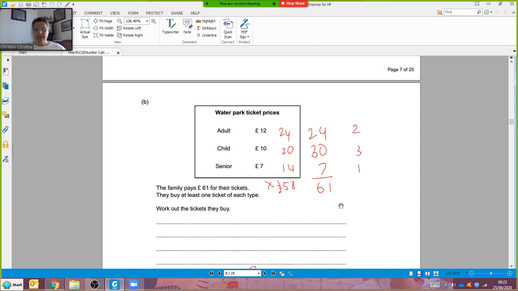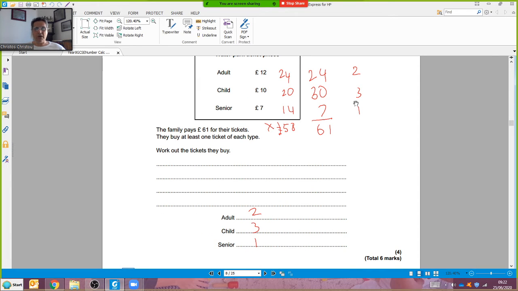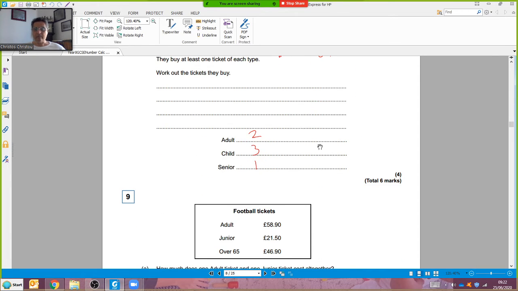So what do we require? We require 2 adult tickets, 3 children's tickets, and 1 senior ticket for grandma. All right? So it goes 2, 3, 1, but that's all the evidence up there.